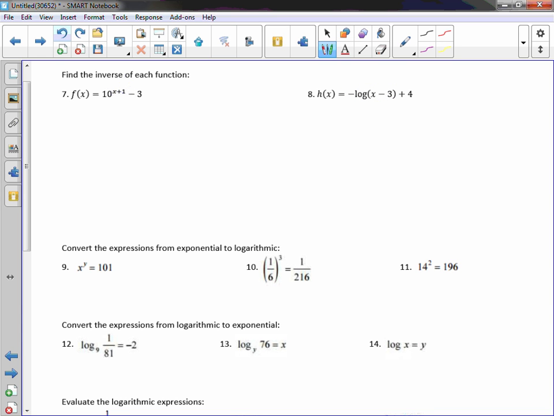Now, if I'm going to start with a log, just like before when we got base and exponent by itself, I want to get the log by itself. To do that, well, first off, we're going to switch x and y. To get this log by itself, the first thing I'll do is move that 4 over.